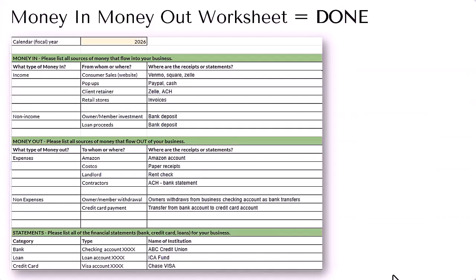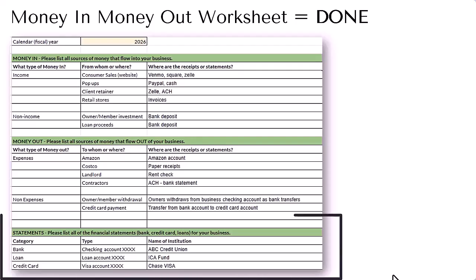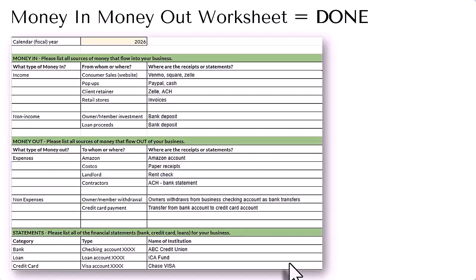And now that you've completed the money in and money out portion, the statements are already done. You've been thinking about where that source of truth is coming from. What are those institutions, those vendor accounts, those bank, credit card, and other accounts that you are going to be researching and downloading the information to prove these transactions? That will be completed here in the statements area.